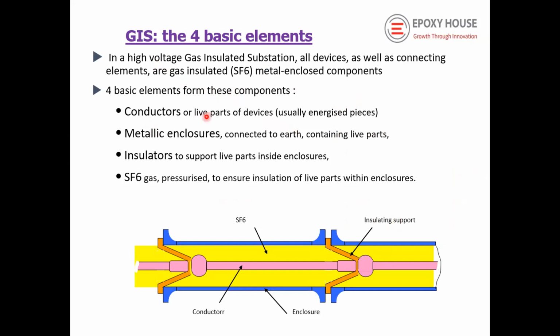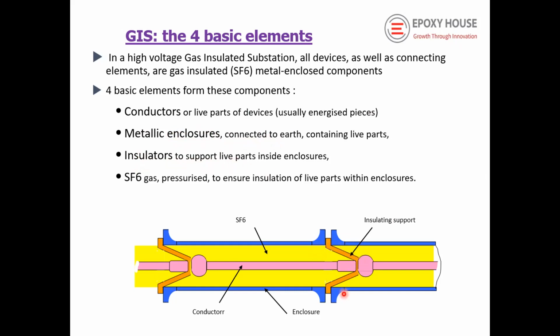Mainly the conductors, which are the live parts of the device, usually energized. Then the metallic enclosure, normally aluminum. Many people also use steel structure for the enclosure, but nowadays people are restricting the use of steel enclosed switchgear. Then the insulator, which is for the support.